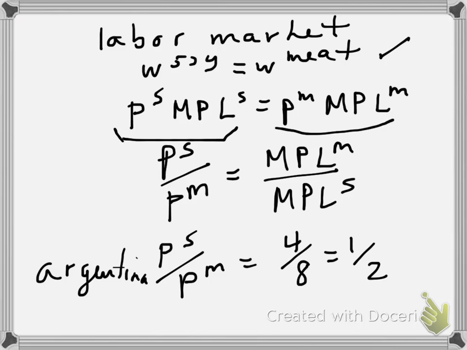So a little bit of rearranging tells you that the price of soy relative to the price of meat has to be equal to the marginal product of labor in the meat sector over the marginal product of labor in the soy sector. The marginal product of labor in this case is just how much one worker produces, and that's 4 in the meat sector and 8 in the soy sector for Argentina. And so the price of soy over the price of meat is equal to 1/2, which is just what we found out earlier. So it's another way of showing that. We'll come back and talk about the gains from trade in the next video.